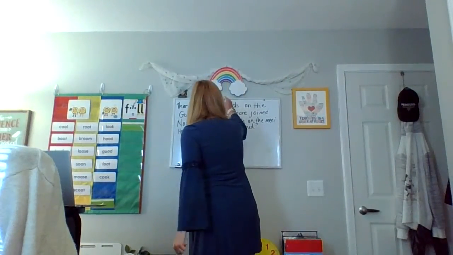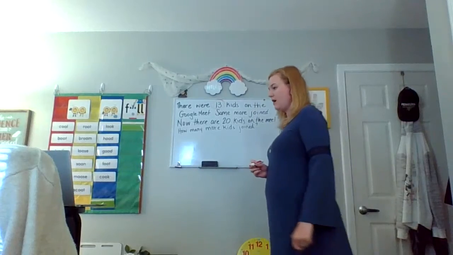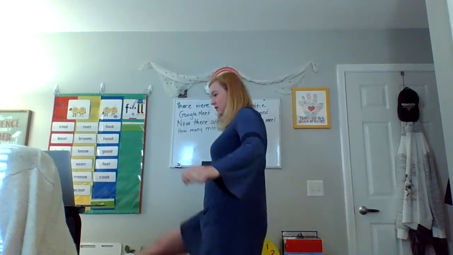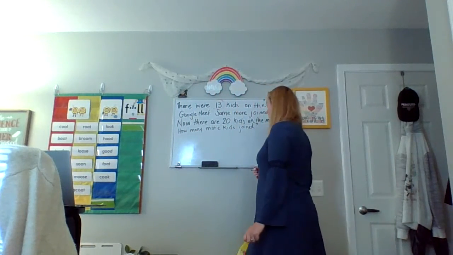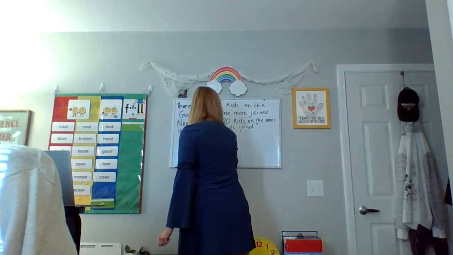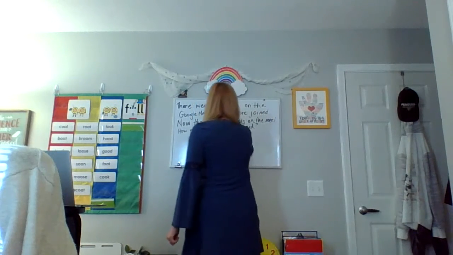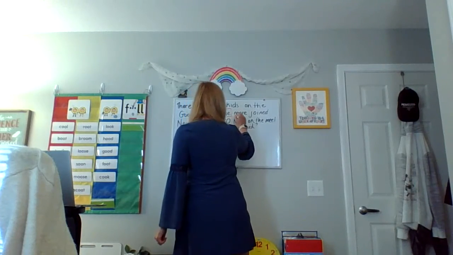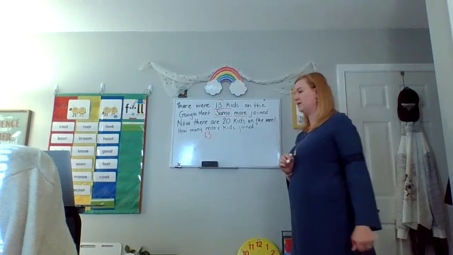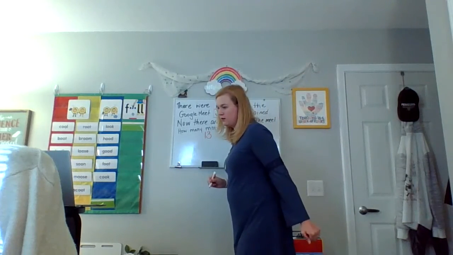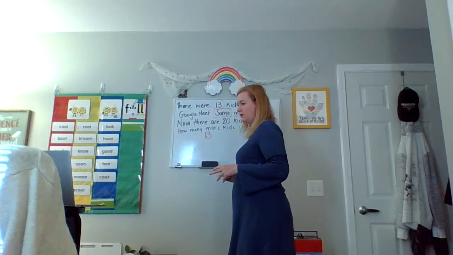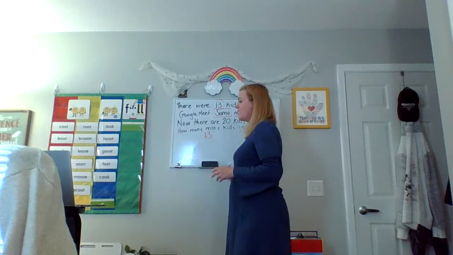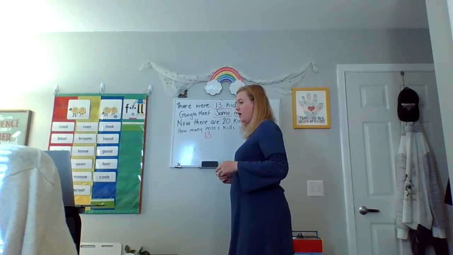What's my first number? Who could help me out? George. 13. There are 13 kids on the Google Meet. Some more joined. Do I know how many more joined at this point in time? No. Easy. So what is that? What is that called when it's the word some? It's our... Some more kids.